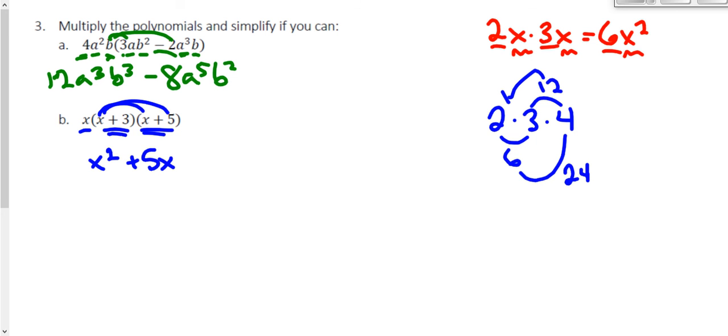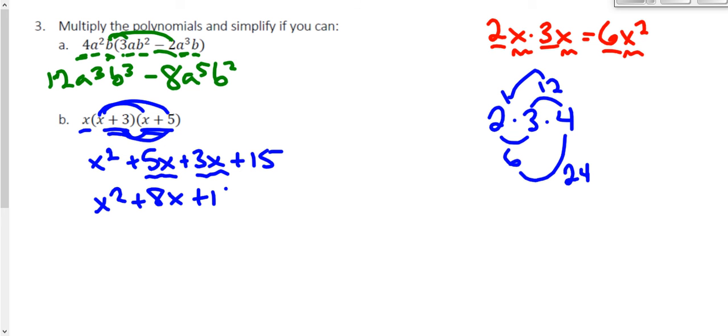Now here, I have 5x to the first power and 3x to the first power. I'm going to combine those. So I get x squared plus 8x plus 15. And now I've finished multiplying my first 2 terms together. X plus 3 and x plus 5 have been multiplied. So that's just like if I did here. I multiplied those 2 terms together, and I got a solution.